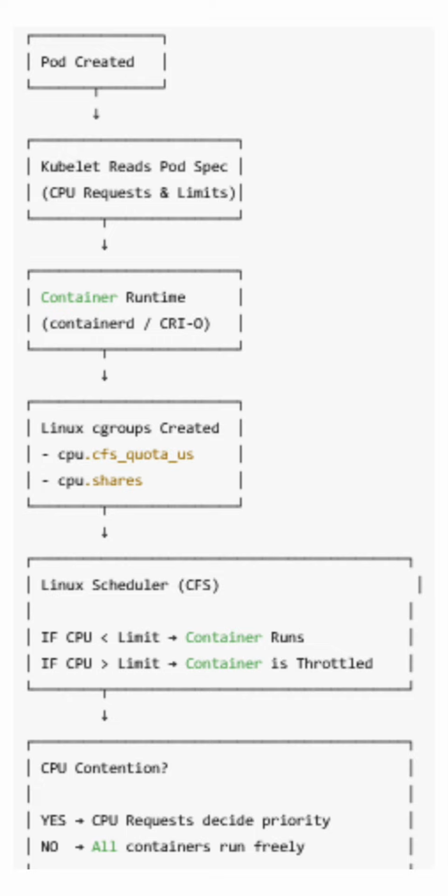This means that multiple containers want to use the CPU, but there is not enough CPU available. Then the request is going to decide the priority. Otherwise, all the containers would run freely.